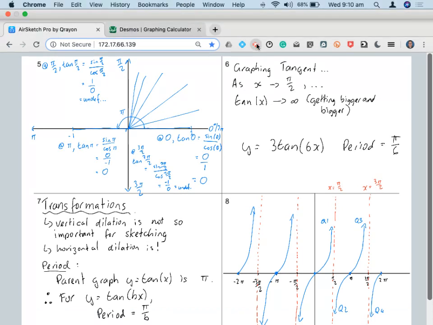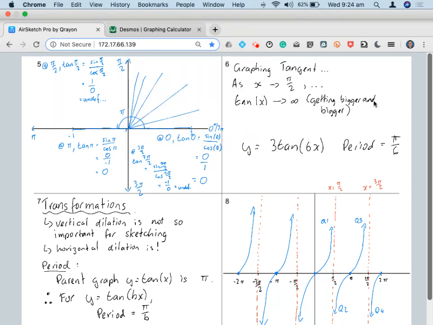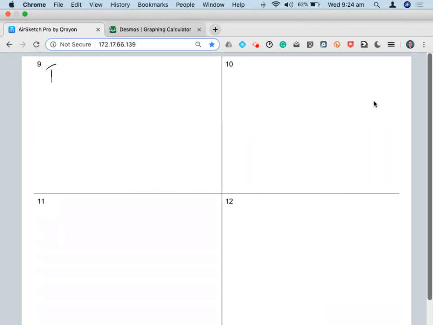Okay, so the period is pi on b, and the example we had, y equals 3 tan 6x, has a period of just pi on 6. Going to the next slide, I'll rewrite the one bit of information we've got: the period is equal to pi on b.